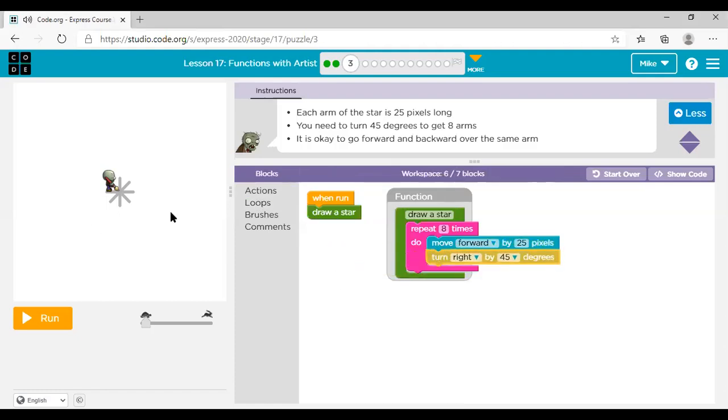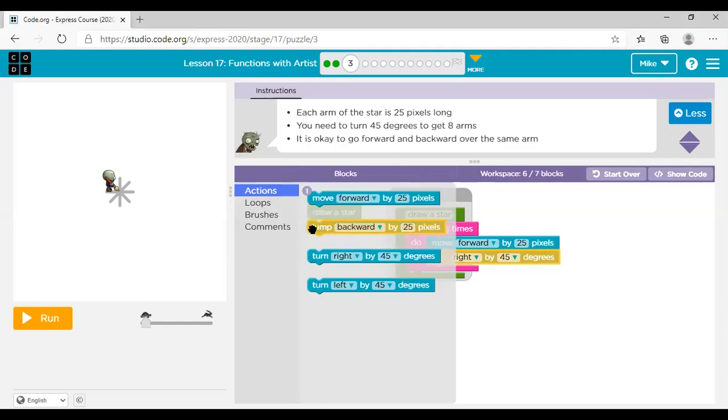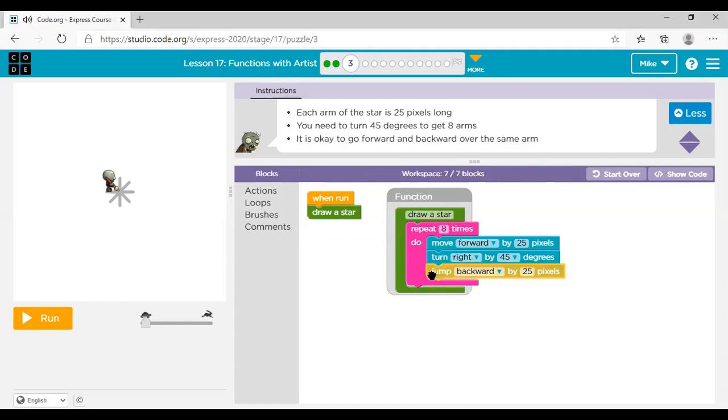And then what are we going to do? Jump back by 25 pixels. There we go. Jump backward by 25 pixels, or move backward. It doesn't matter, it will be on the same line. They told us it doesn't matter, but yes, that's good. So we're going to jump backward 25 pixels. And then what are we going to do?